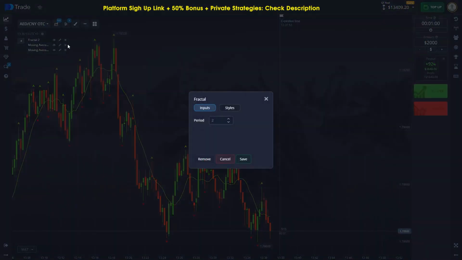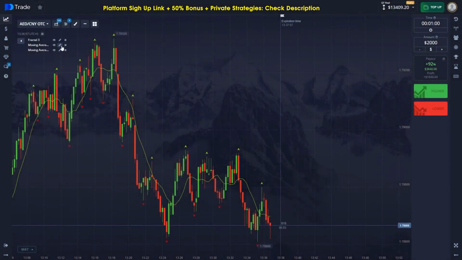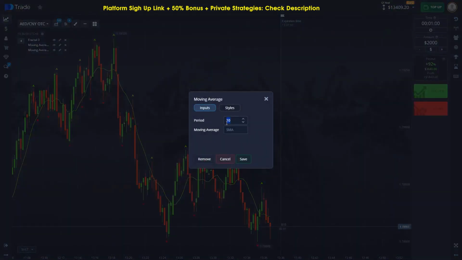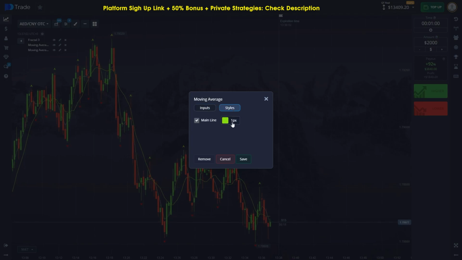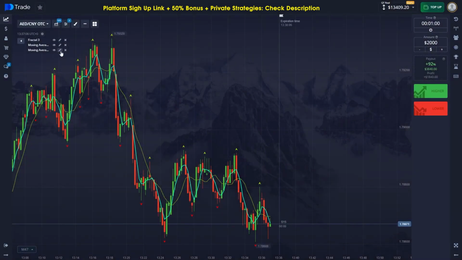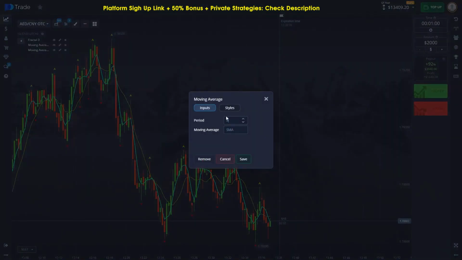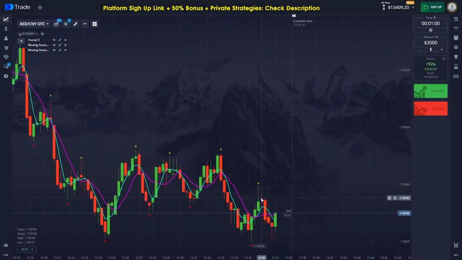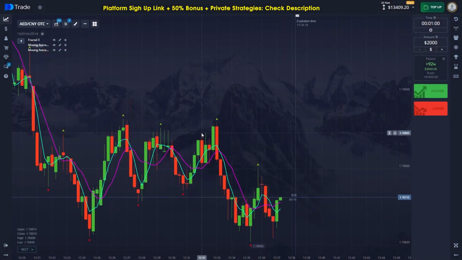For Fractal, we set the period to 3. The first moving average has a period of 4 and the color is blue by 2 pixels. The second moving average has a period of 8 and the color is pink by 2 pixels. The settings are completed and now I start searching for trading situations.